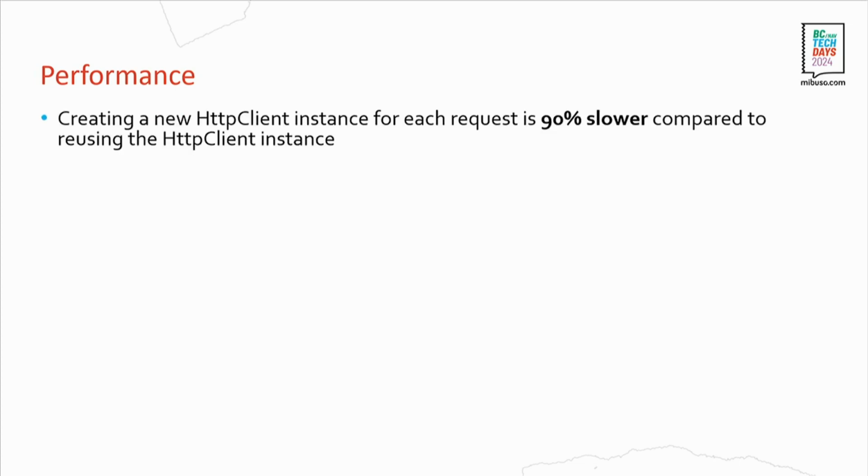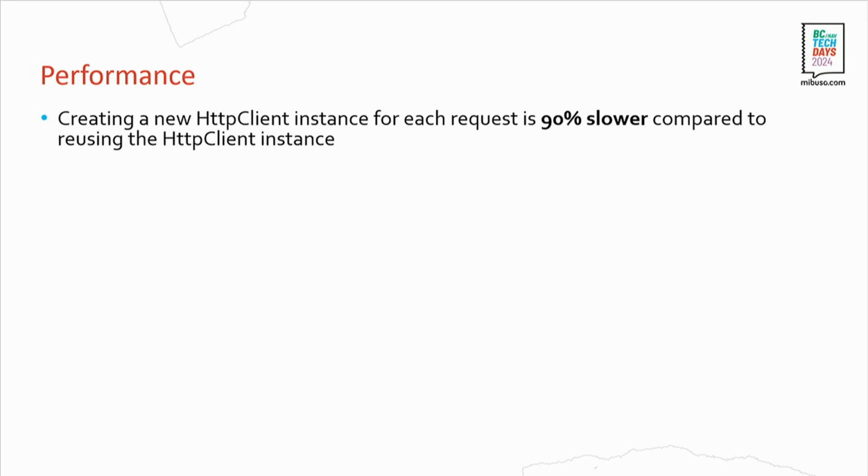Creating a new HTTP client instance is 90% slower compared to reusing an HTTP client instance. What do I mean with an HTTP client instance? A variable of type HTTP client. As soon as you define that variable, you run the code. If you have it as a local variable in a function, the moment you call that function, the HTTP client will be instantiated.